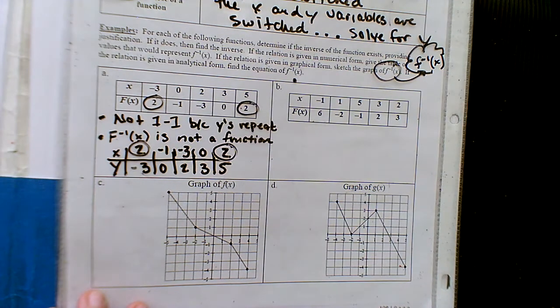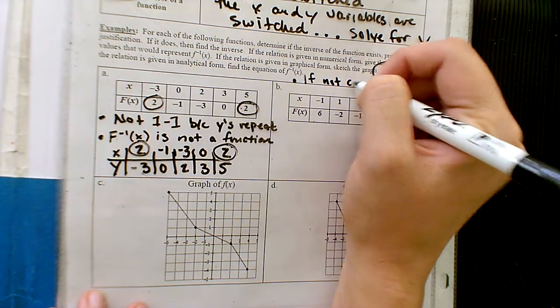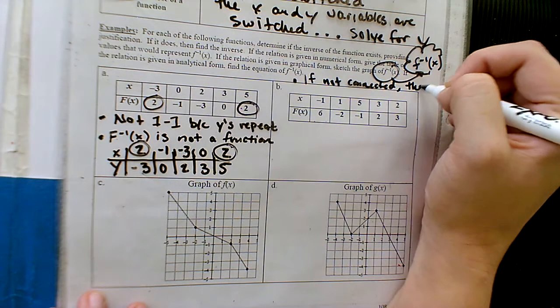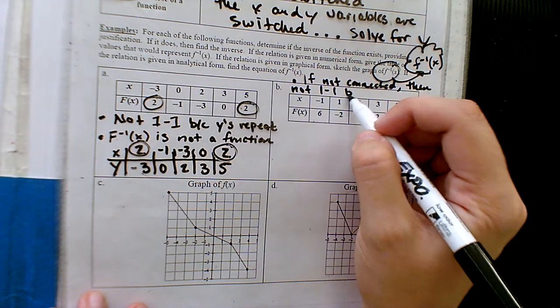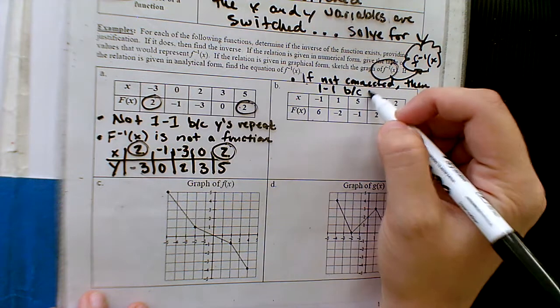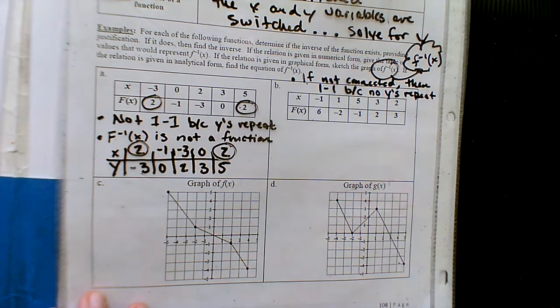So if you just take a look at the table the way it is, you are assuming the points are not connected. You're just looking at individual ordered pairs. So if we say not connected, then it is 1-to-1, because no y's repeat.